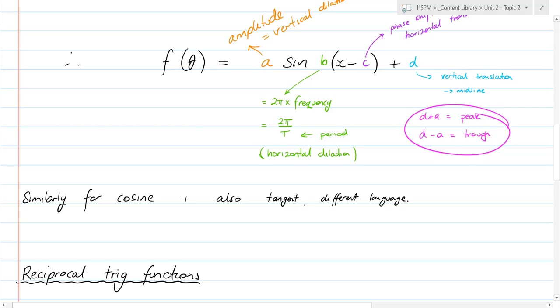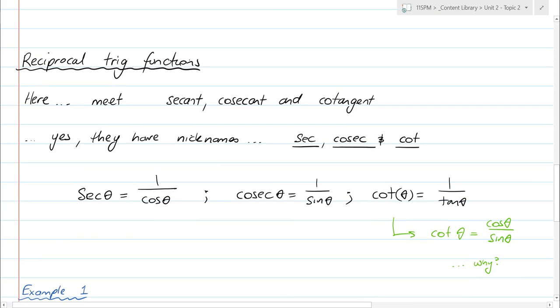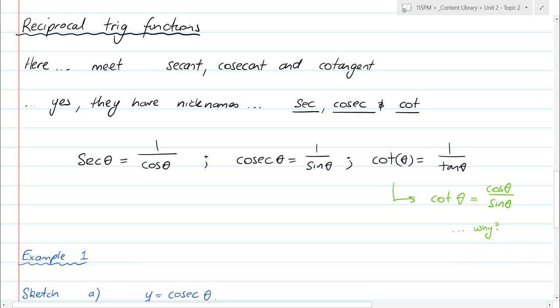So they're actually a bit easier to draw. But we haven't done a lot of the tan function sketching just yet. So here's my 3 new friends. Oh, look at that. I've even written them as a meeting. They are called the reciprocal functions.